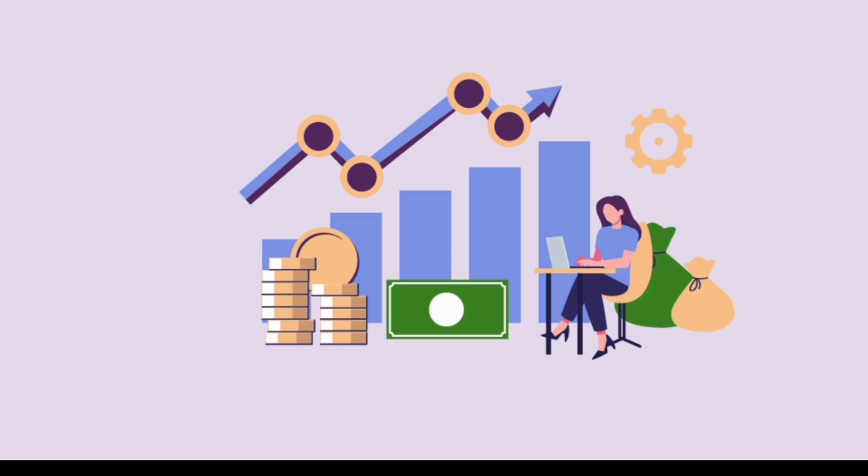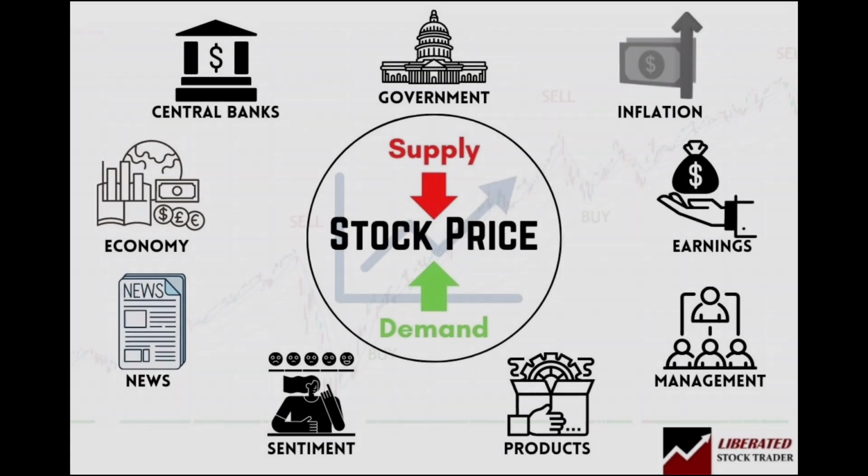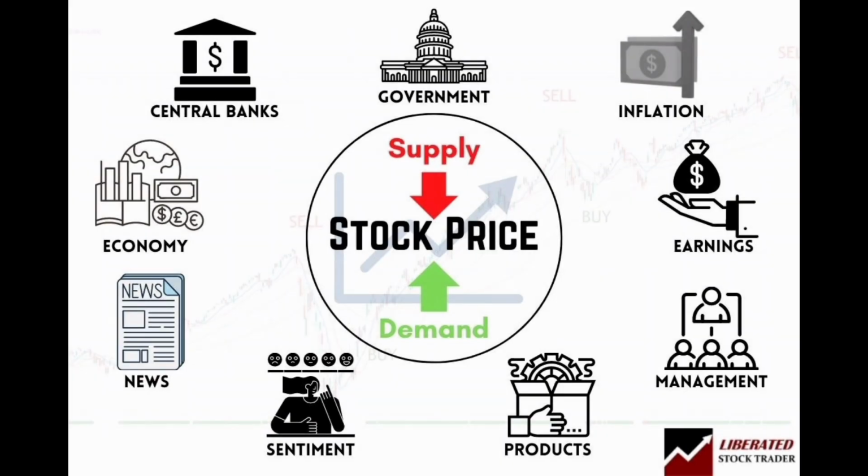Third one, the interest rates. Central bank interest rate changes significantly affect stock prices by influencing borrowing costs for companies and making other investments more or less attractive. And the last one is unemployment rates. High unemployment can reduce consumer spending, which affects corporate profits and can cause stock prices to fall.